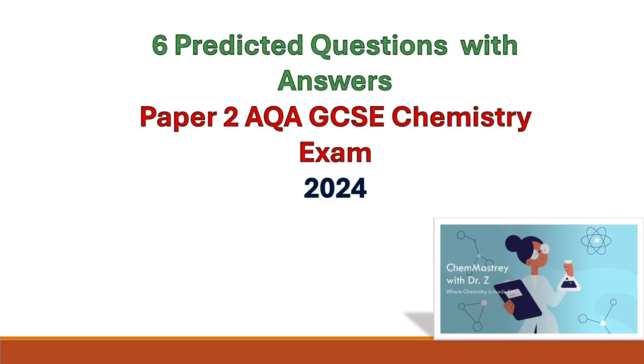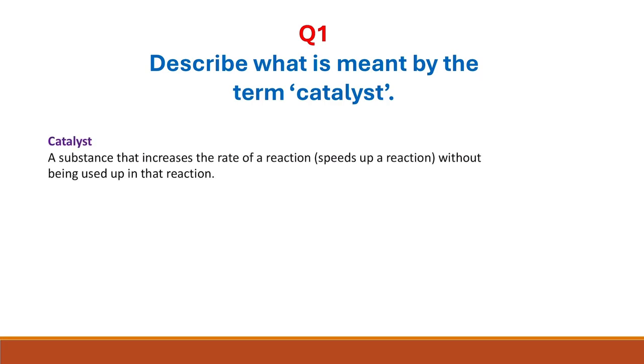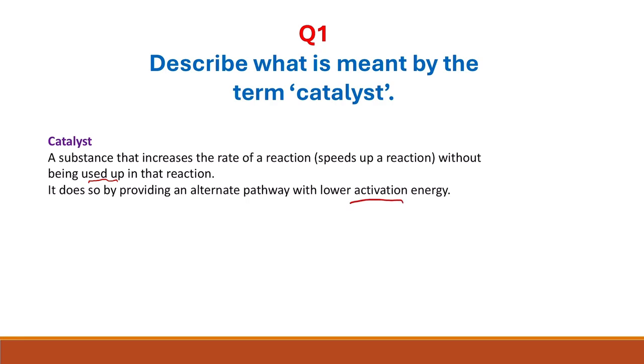6 predicted questions with answers for Paper 2 AQA GCSE Chemistry Exam 2024. Question 1. Describe what is meant by the term catalyst. A catalyst is a substance that increases the rate of the reaction, or speeds up a reaction, without being used up in that reaction. It does so by providing an alternative pathway with lower activation energy.